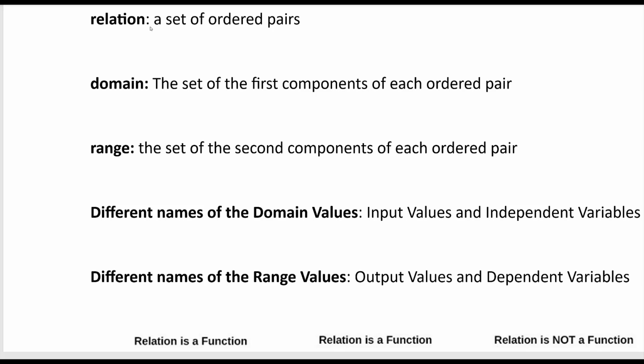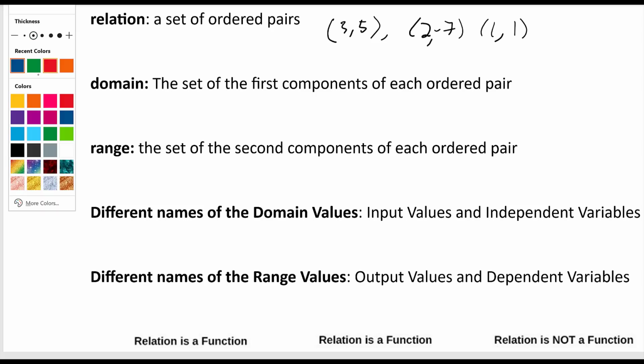We're beginning here, we're talking about definitions of functions. So to begin with is relations, a set of ordered pairs. For example, like (3, 5), (2, -7), (1, 1). And these are just examples of relations. They relate one value to another.